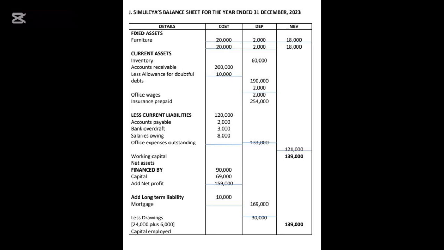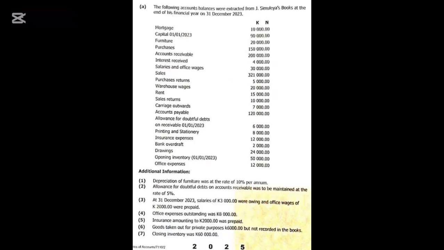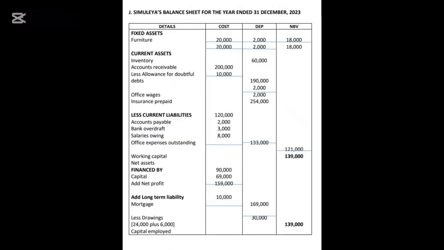The working capital. So to the working capital, you add the net book value for the fixed asset, 18,000, which should give you 139,000 as our net asset. So this amount is the balancing figure that we need in this final account. So 139,000 as our net asset. Then we go to financed by capital. To capital, you add net profit, which is 69,000. Capital is 90,000. You add 69,000 to give you 159,000.